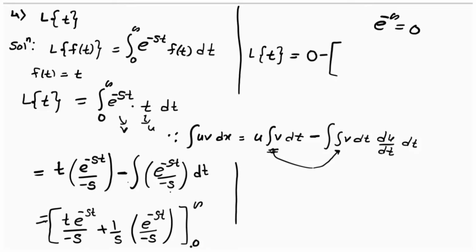Minus of lower limit. Lower limit is 0. So when we put t equals 0, see here this term contains t. So put t equals 0, the multiplication contains 0. So that means this whole term becomes 0. Then next here also you have to put t equals 0, so you will get 1 upon s square, because e raised to the power 0 is 1, remaining is 1 upon s square, and this minus sign. Now therefore, minus of minus is plus, so Laplace transform of t is 1 upon s square.